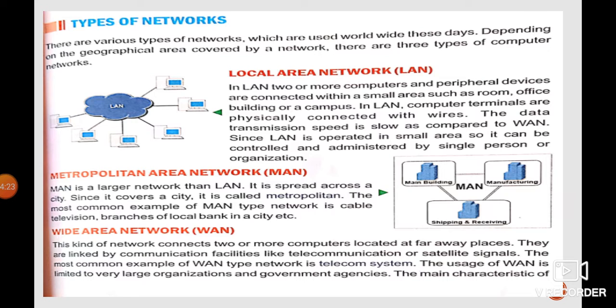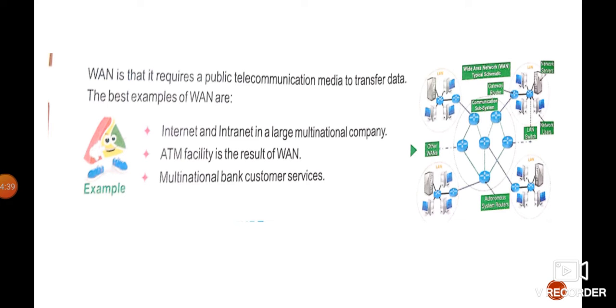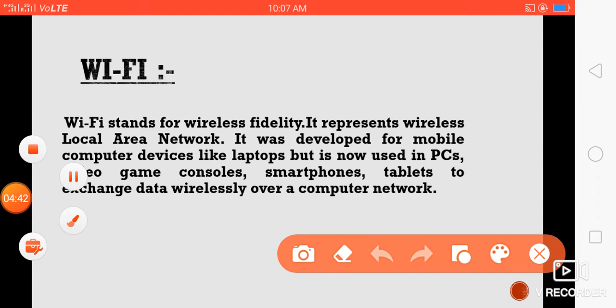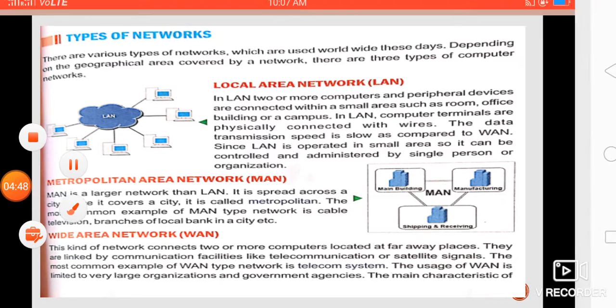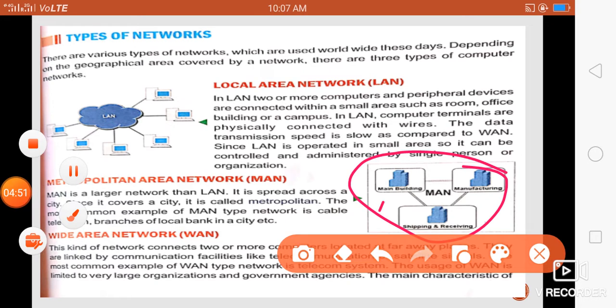In MAN we can also connect different types of LAN. Means using MAN we can connect LANs also. We can make an individual metropolitan area network, as well as connect different MANs, as shown in this figure of MAN. Here they are showing in this picture: main building, manufacturing, and shipping. These three are different buildings. Suppose they have their own LAN. So using a metropolitan area network, we can connect these three LANs here.